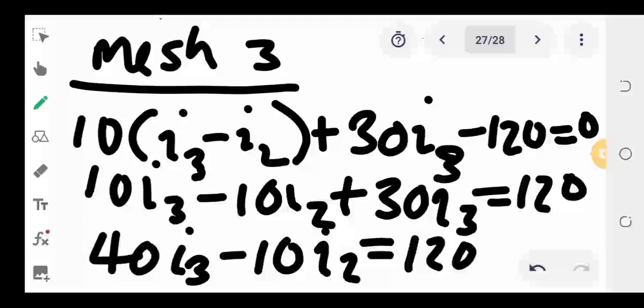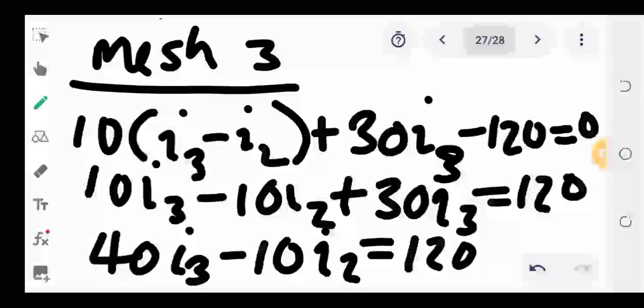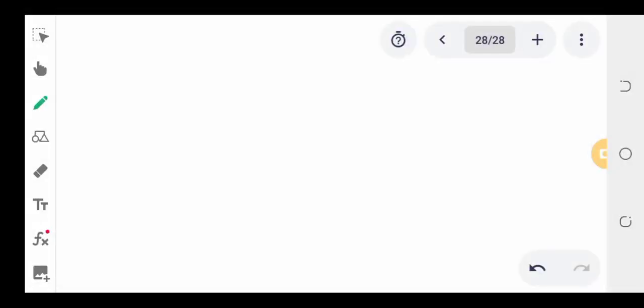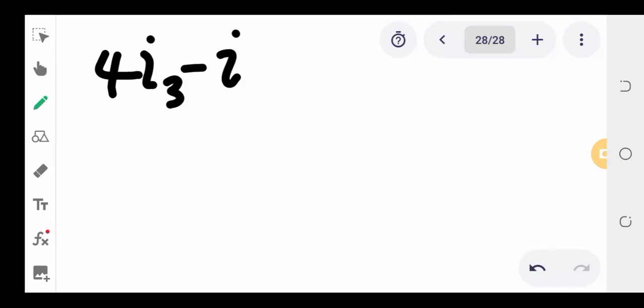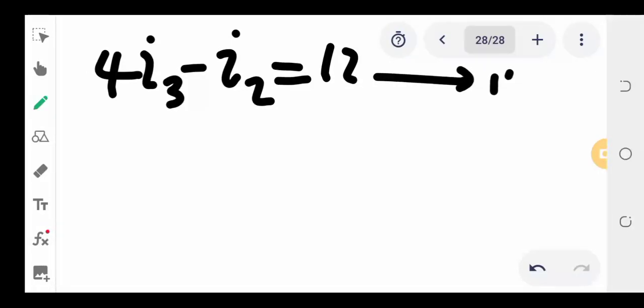So how can we reduce this? The lowest common factor is 10, so we can divide throughout by 10. We get 4 I3 minus I2 equal to 12. So this is our equation 3. We need to solve these simultaneously, but how can we solve simultaneously?